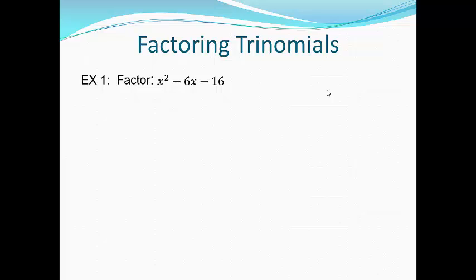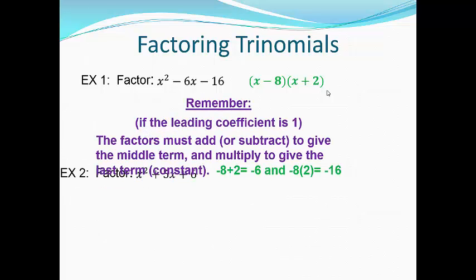So the first example, we have a trinomial, x squared minus 6x minus 16. Hopefully you guys have some familiarity with factoring, but if not, that's what this video is about, reviewing some of these concepts. We're going to look at negative 16, and we want to think of two numbers that multiply to that, and then add to negative 6. That gives us x minus 8 multiplied by x plus 2.